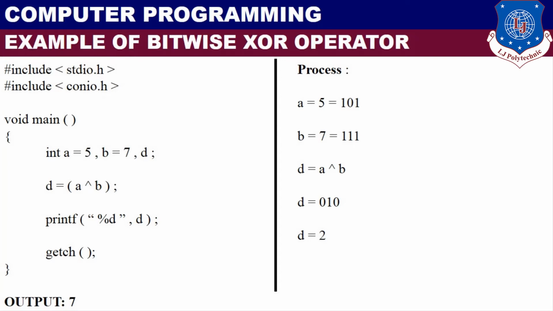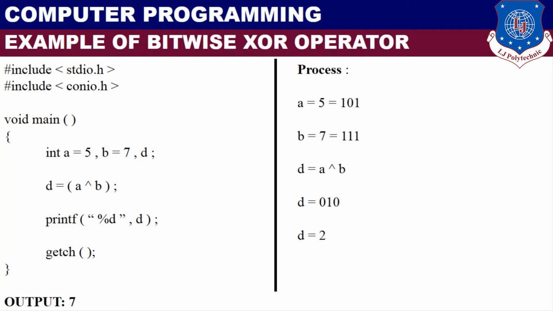So now let's understand how the answer is going to be computed. a equals 5, which is 101, b equals 7, which is 111. We know that if it is different, then it will be true, otherwise it will be false. So 1 1 means same, so it is 0. 0 1, which is different, will be 1. 1 1, same, it will be 0. Then the answer will be 010, which is 2.